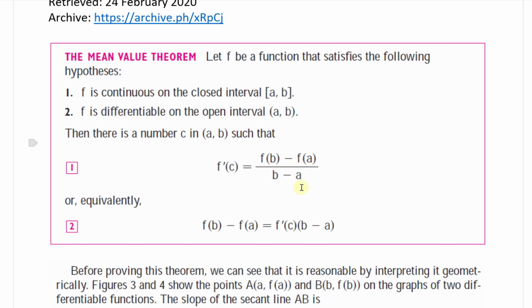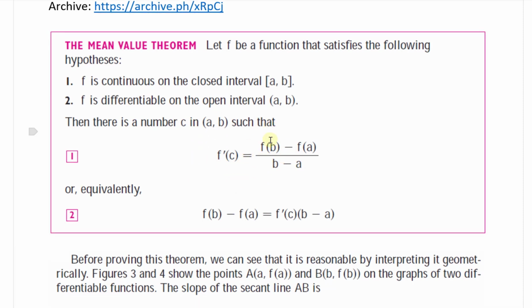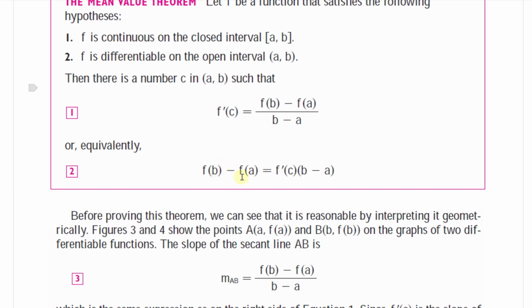In other words, it is the average or the mean. So there's a derivative at a point c that is the average value of the function. Or equivalently, f of b minus f of a, just moving this over to this side, equals f prime of c times b minus a.